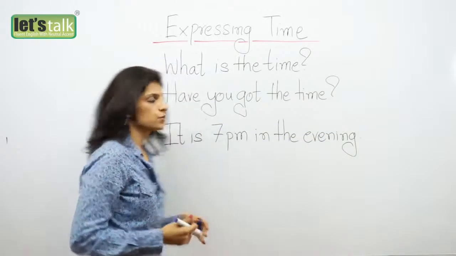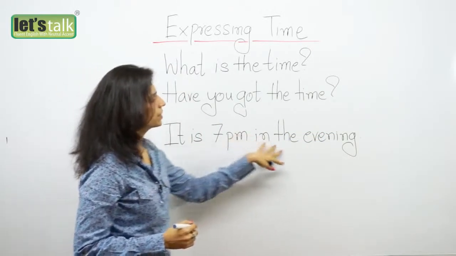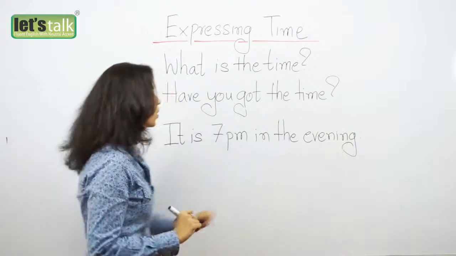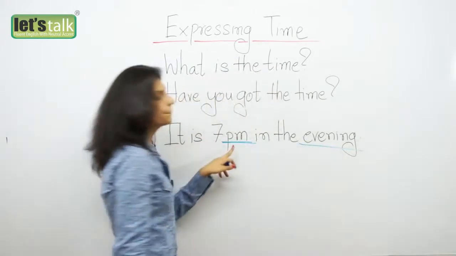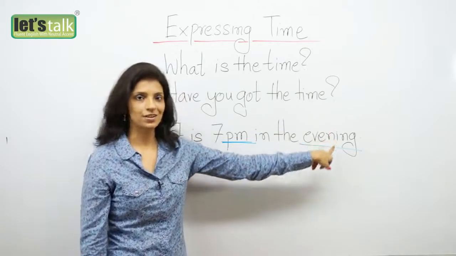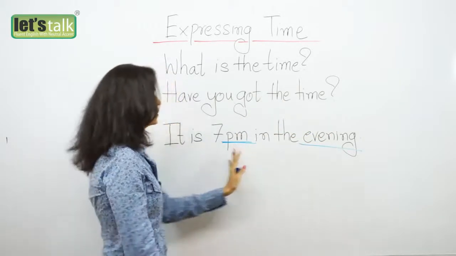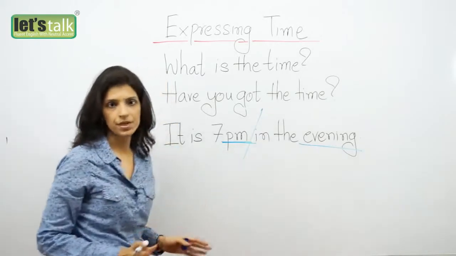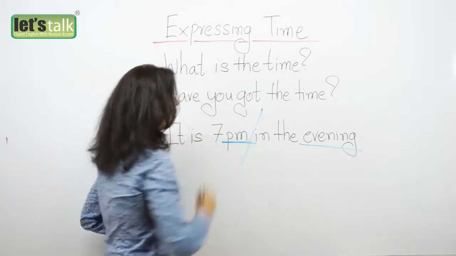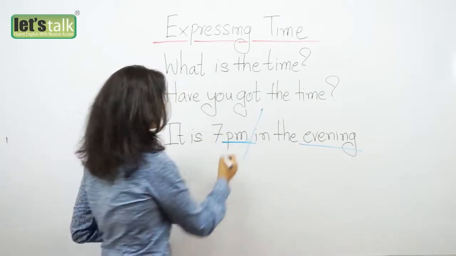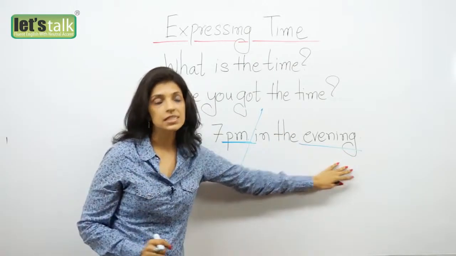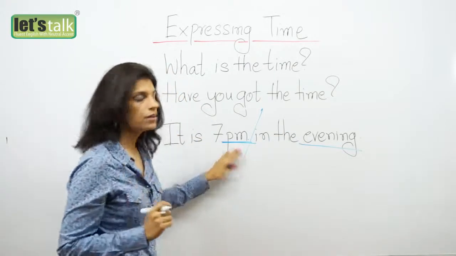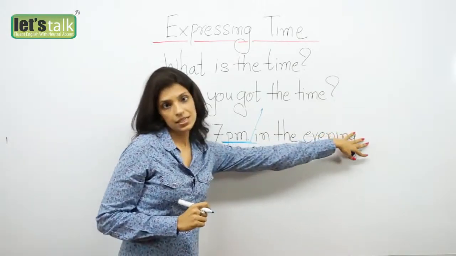Now the response to this would be, it is 7 p.m. in the evening. Now a lot of people make this common error. PM means evening or evening means PM. All right. So either you say it is 7 p.m., that's fair enough, or you say it is 7 in the evening. Please do not say it is 7 p.m. in the evening. All right, please remember this, it is 7 p.m. or it is 7 in the evening.